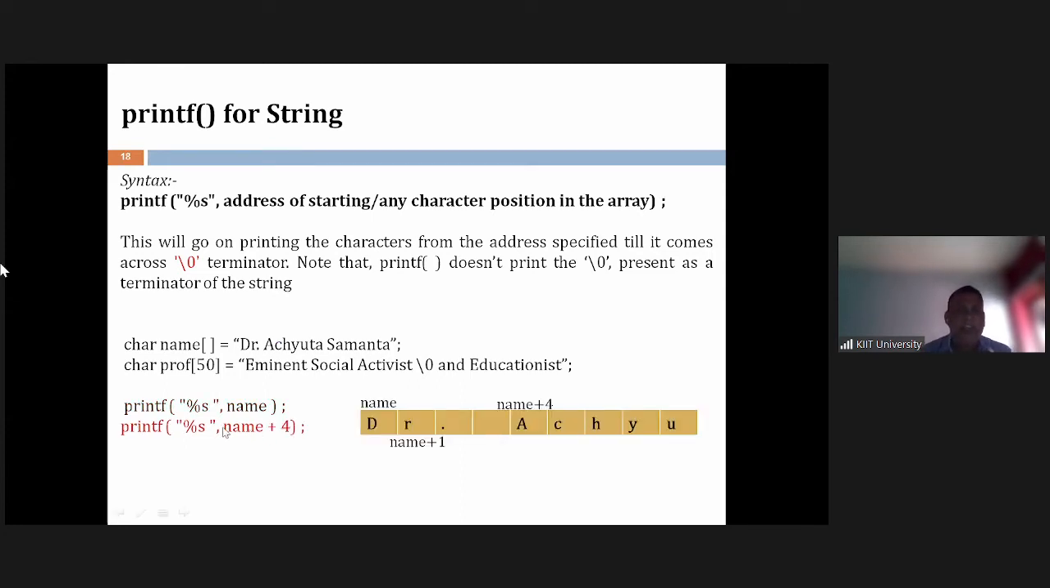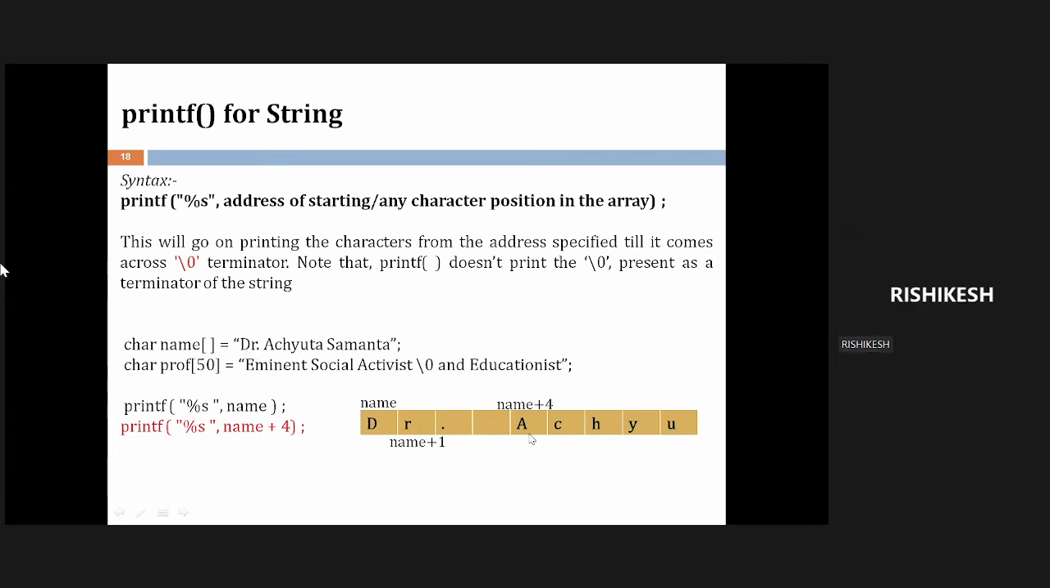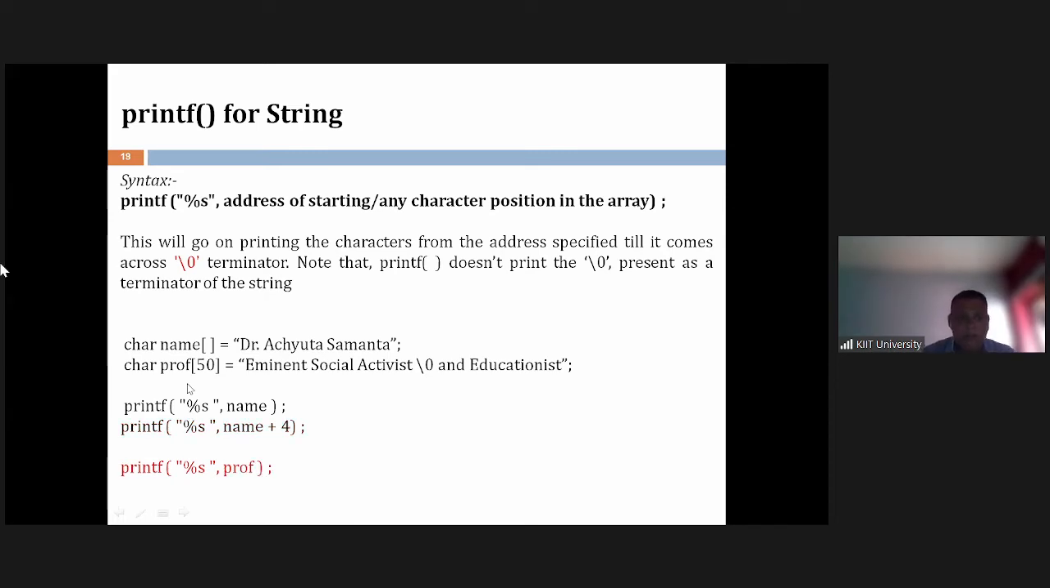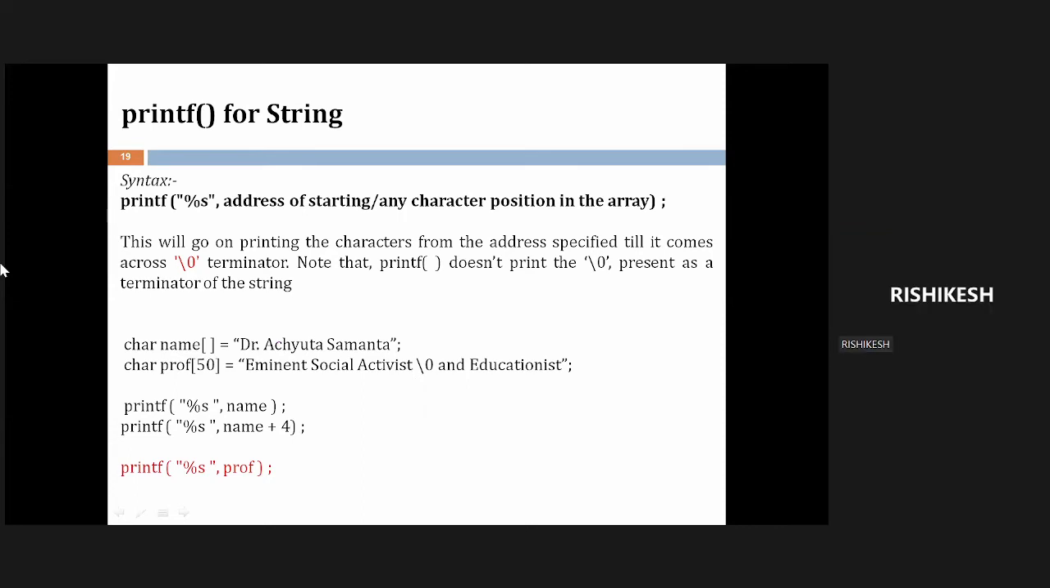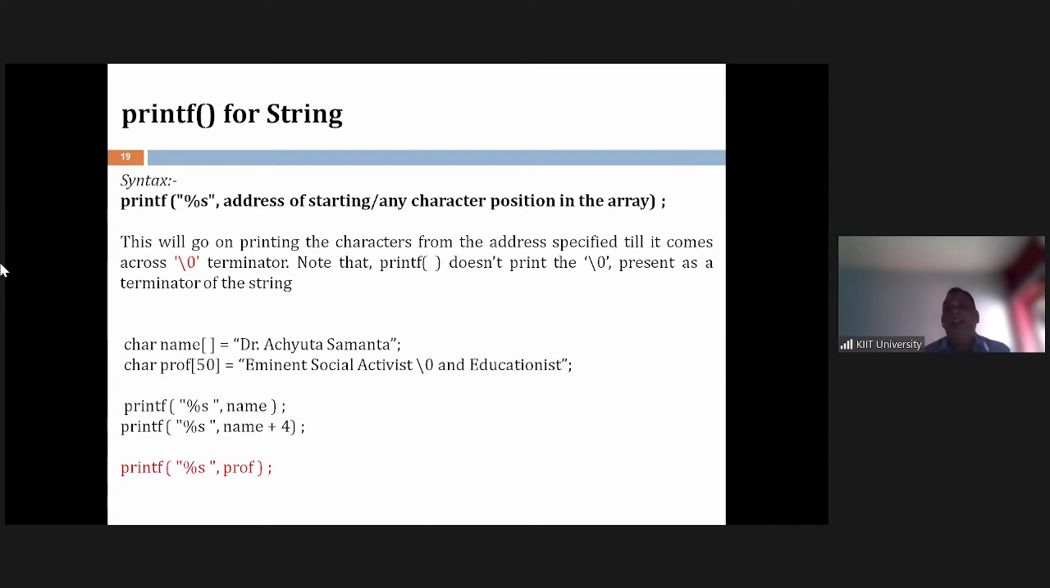But suppose I wrote it this way: name plus 4. Will it print starting from D or will it start printing from A? From A. Yes, it will start printing from A. However, look at the professor line. I wrote PROF. Will it go on printing eminent social activist \0 and educationist, or will it stop after printing eminent social activist? It will stop after eminent social activist. Why? Because backslash zero is written. Yes, backslash zero will be encountered, so it will stop printing the rest.